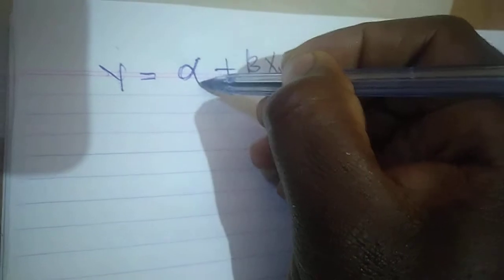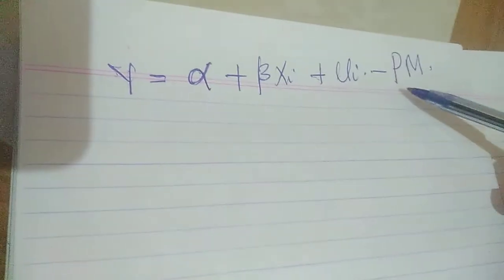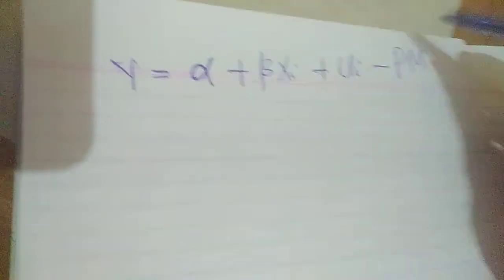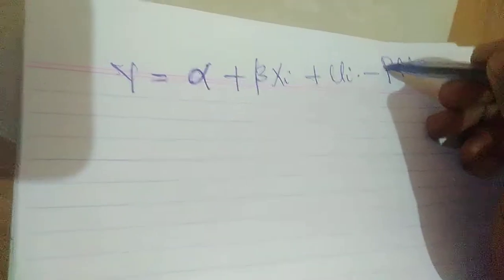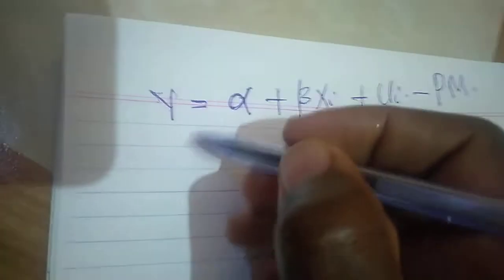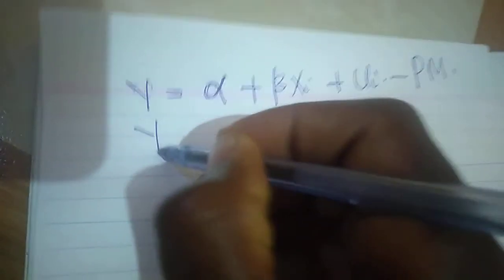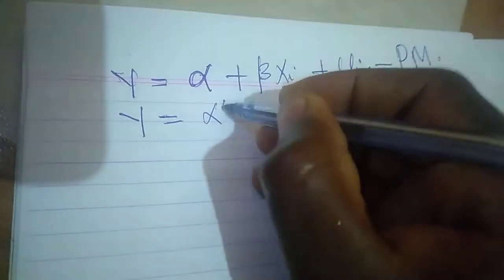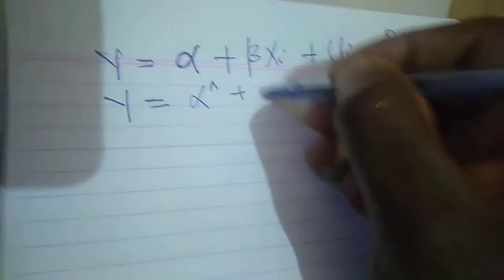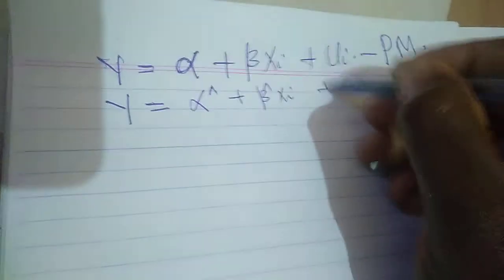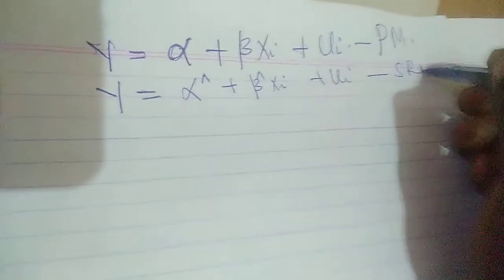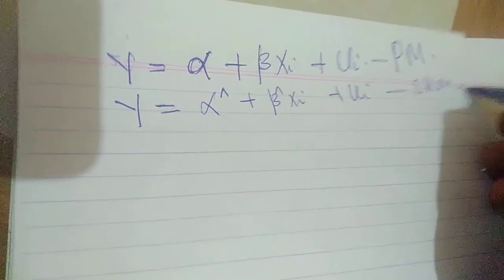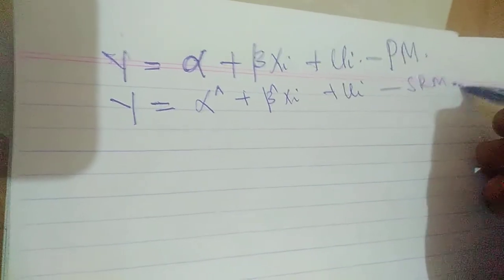Remember, when we are doing research, getting observations from the population is very hard. It is time consuming and very costly. That's why we resort to a sample regression model. Y is equal to alpha hat plus beta hat xi plus ui. This is a simple regression model. Now, the parameter estimates that we are going to prove today are obtained from the sample.